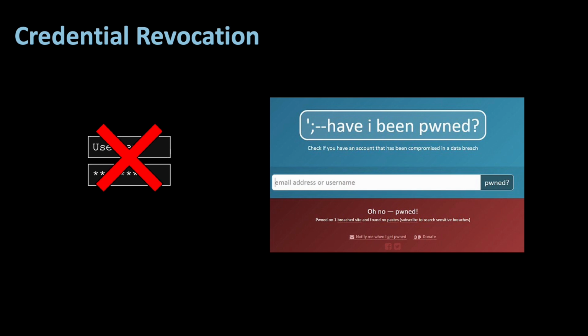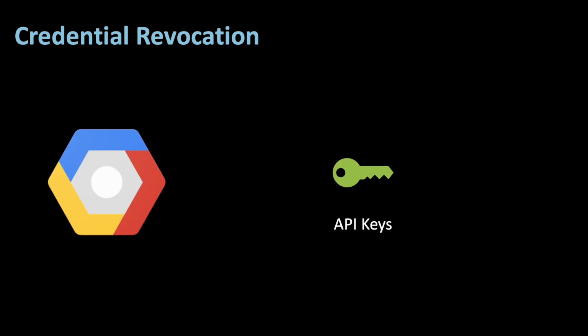Credential revocation. Credential revocation is the swift and decisive action of rendering credentials ineffective when they are no longer needed or when there is evidence of a security compromise. Automated revocation procedures are invaluable in this regard. In Google Cloud, for instance, organizations can implement automated processes to revoke compromised API keys promptly. By doing so, they can neutralize potential security threats swiftly and effectively.